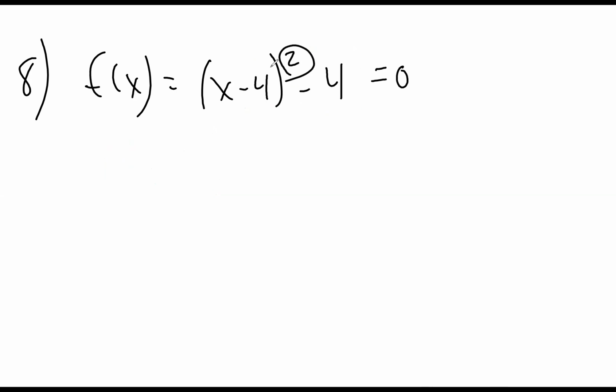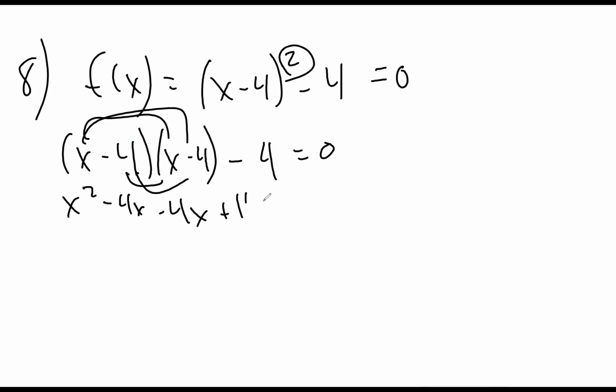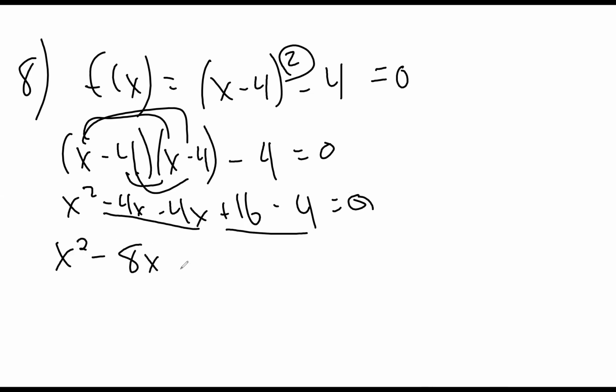Well, I have to get rid of this first, so the first thing I have to do is FOIL. So (x minus 4) times (x minus 4), and then I'll have another minus 4, and that whole thing will equal 0. So x squared, I'm going to get minus 4x minus another 4x plus 16, and then my minus 4 is still there, and that still equals 0. Now I'm going to combine my like terms. So x squared, these two together give me negative 8x, these two together give me plus 12, and that will still be equal to 0.